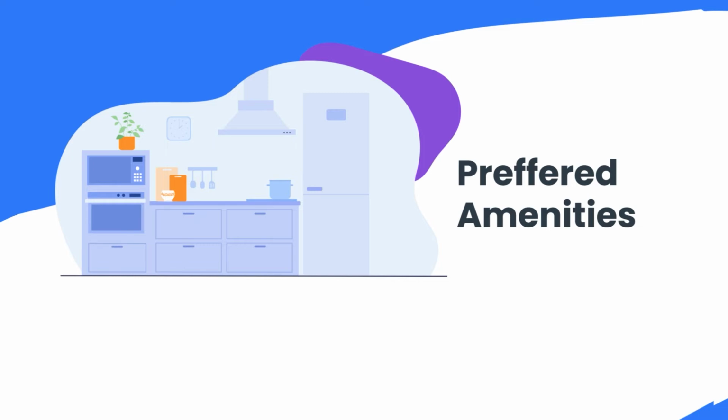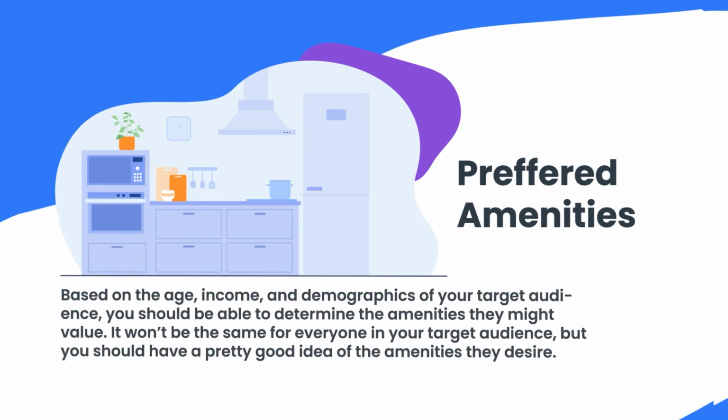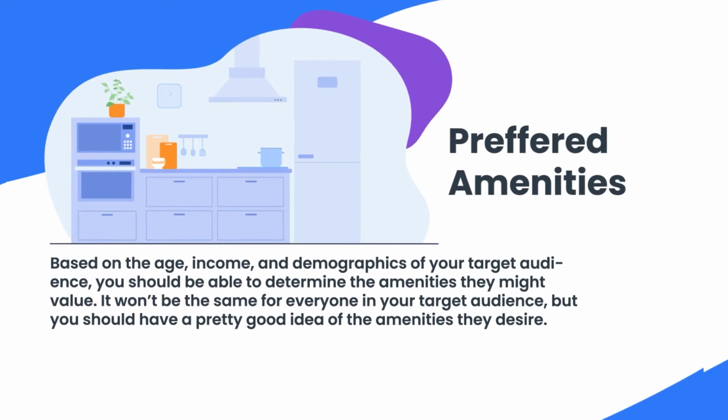What amenities does your target audience prefer? Based on the age, income, and demographics of your target audience, you should be able to determine how many beds and baths they might want, whether or not they require outdoor space, and if an updated kitchen is something they'll value. It won't be the same for everyone in your target audience, but you should have a pretty good idea of the amenities they desire.